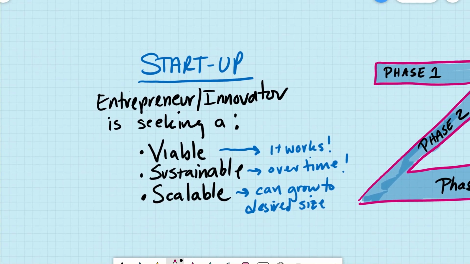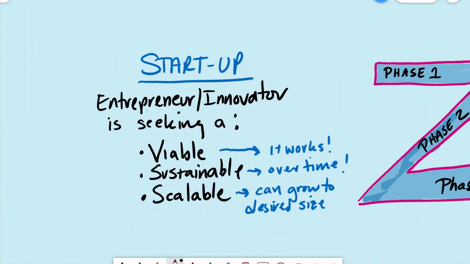So what is a startup? A startup is when an entrepreneur and innovator is seeking a viable, sustainable, and scalable venture or business model. So viable means it works, sustainable means it works over time, and scalable means it can grow to the desired size. Once you've got that figured out, once you've got a business model that works, can work over time, and can scale up to the size that you want, then you graduate from being a startup to an ongoing concern.